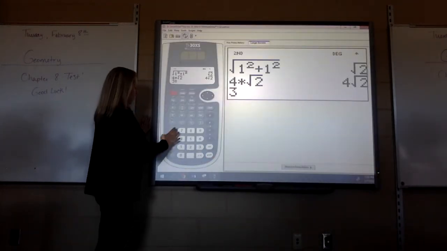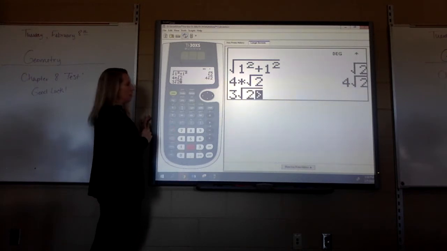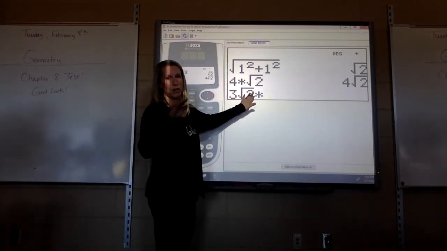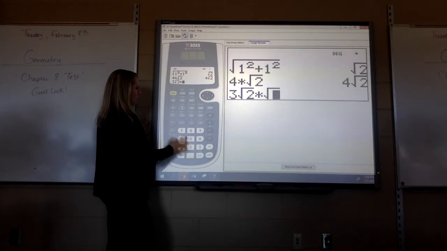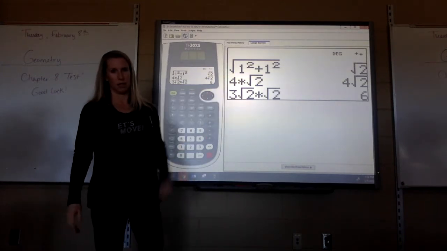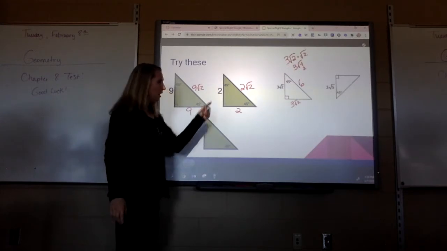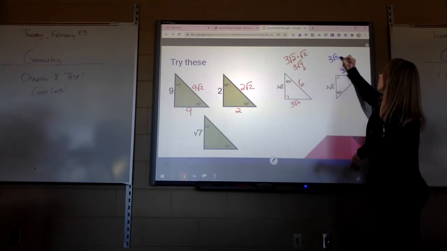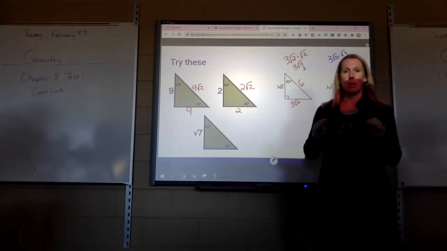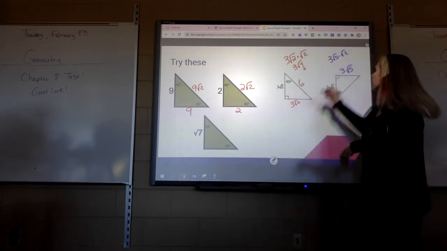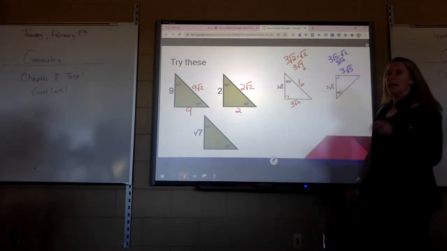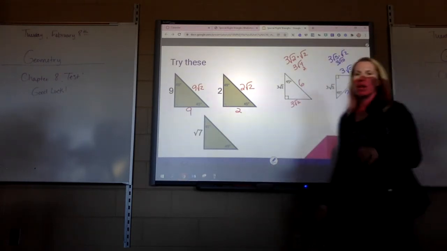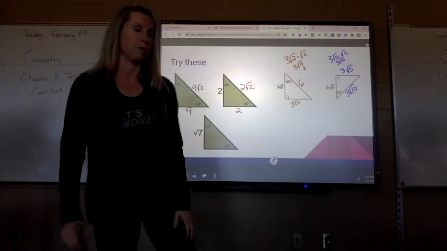Now, you can always do that in the calculator. If I did 3 radical 2 times, I have to tab out to hit times so that it goes out from underneath the radical, times radical 2, I get 6. It tells me what that is. Let's try this one. Multiply 3 radical 5 times radical 2. We can only multiply what's under the radicals together, so that would be 3 radical 10. 10 is not a perfect square, so that's just my answer, 3 radical 10. Again, you could type that in the calculator and get that too.